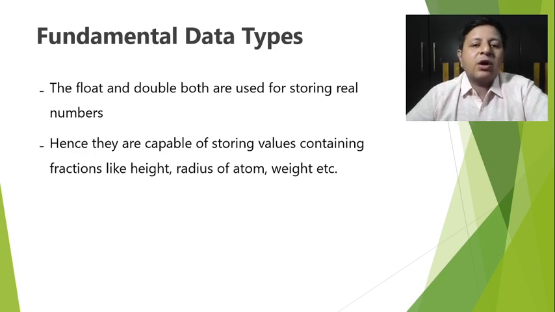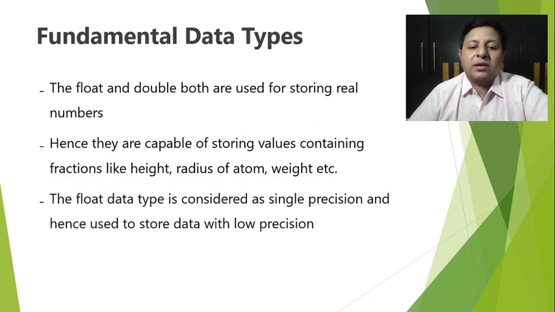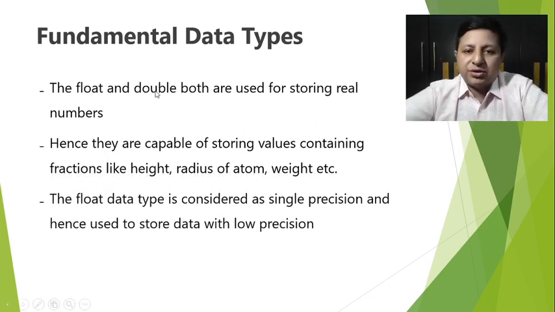The difference is because of the amount of accuracy they can provide. That is called precision. Precision is nothing but the number of decimal places that can be provided accurately. The float data type is considered single precision, and it is used for storing data with low precision. For example, if I want to store the percentage of a student, then it is enough to store up to 2 decimal places.